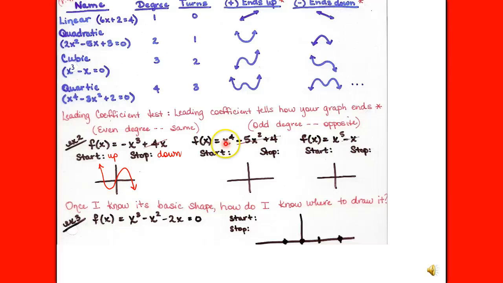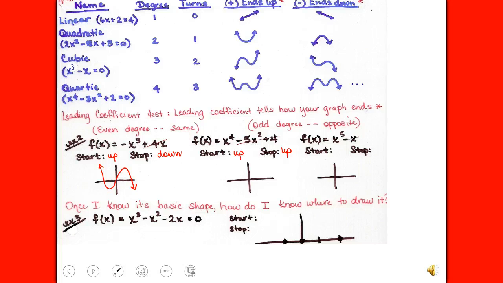So if I look at x to the 4th, using my leading coefficient test, what's your leading coefficient? 1. Positive 1, right. So how is this going to end? It's going to stop or end going up, right. And since its degree is 4, is it going to start and stop in the same direction or opposite directions? The same, because it's even, right. So when it has an even degree, it starts and stops in the same direction. So this is going to start up, right.